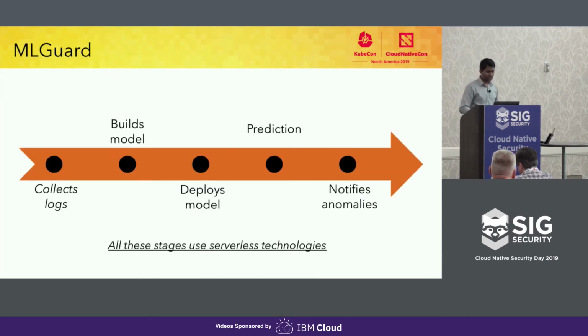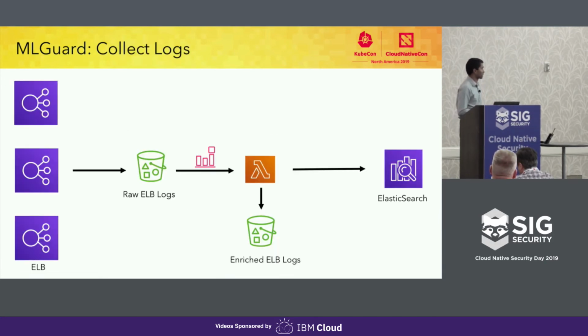So with this information, let's look at MLGuard again. Again, five stages: collect, build, deploy, prediction, and notify. The first step is, how do we collect logs? As I showed you in the first slide, all our incoming requests hit the load balancer. So MLGuard works off load balancer data. It's very similar to web logs. It has all the fields that you normally find in web logs, and since it captures all the interaction with the customer, we are using that log to train the model.